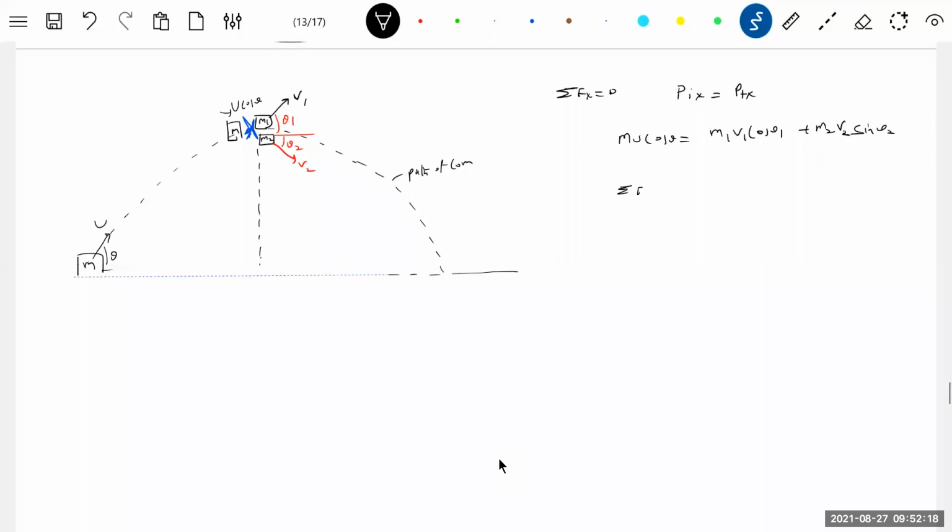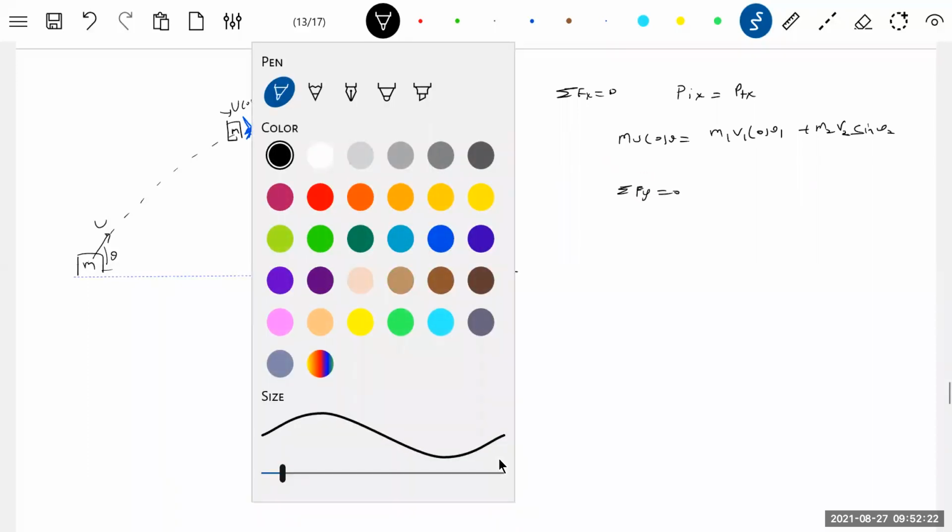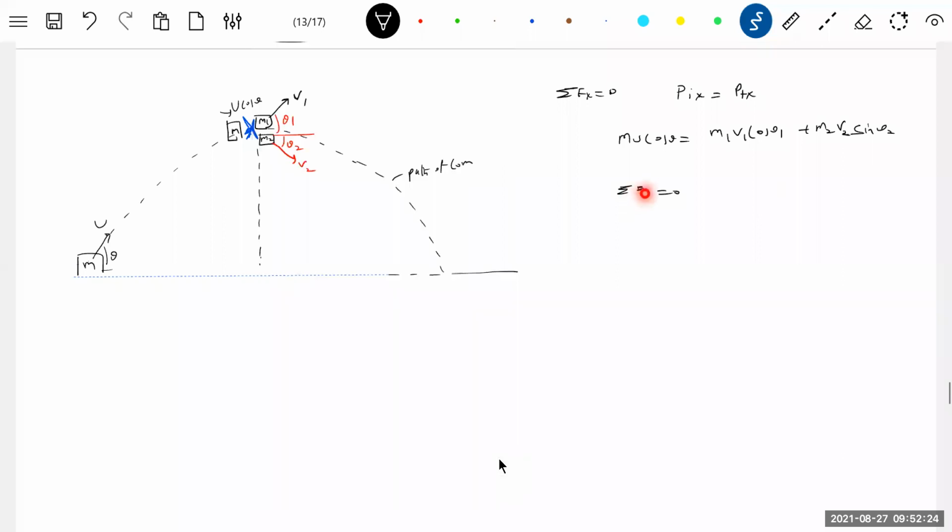Along the y-axis also, the net momentum is conserved and equal to 0. So you can write conservation of linear momentum. So initial momentum 0, final momentum m1 v1 sin theta 1.